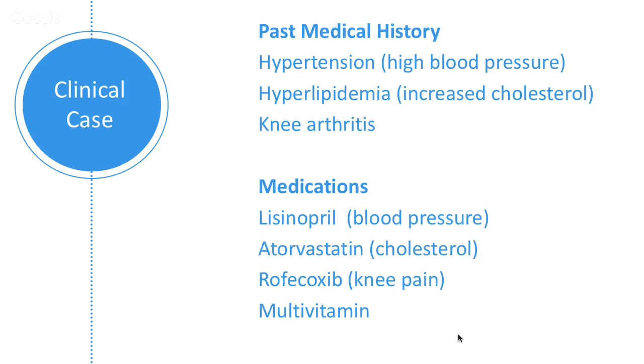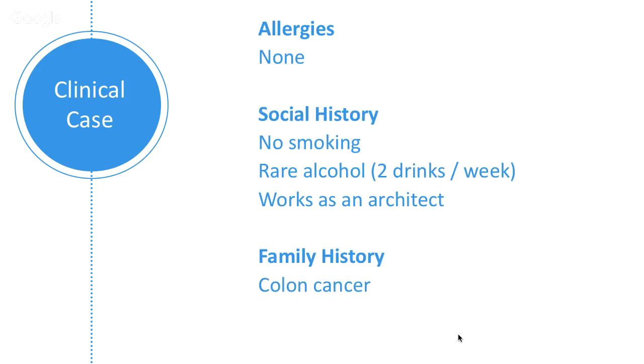This patient, JM, has a past medical history of hypertension, that means high blood pressure, of hyperlipidemia, increased cholesterol, and of knee arthritis. The patient's medications are lisinopril, which is used for blood pressure, atorvastatin, which is used for cholesterol, rofecoxib, which is an anti-inflammatory, and a multivitamin, just because it's good. Patient denies any allergies. Social history, no smoking, rarely uses alcohol, a couple times a week, works as an architect, and has a family history of colon cancer.